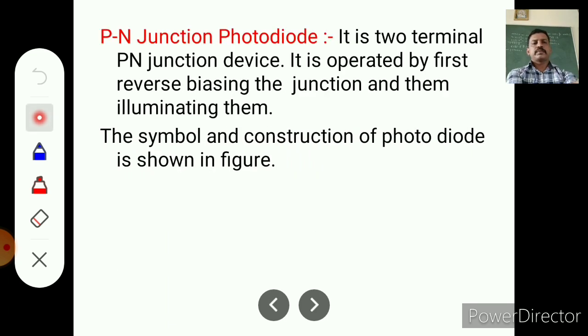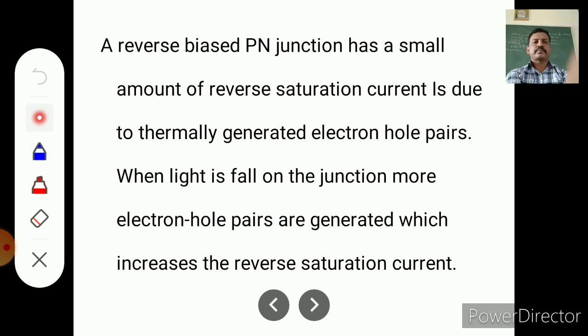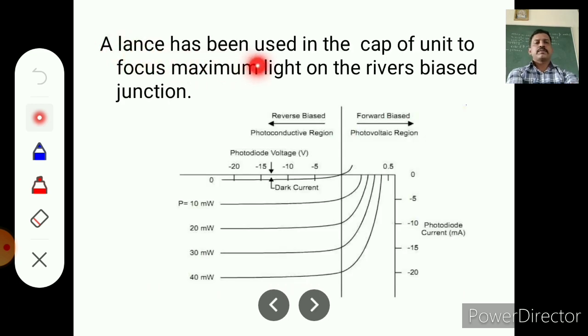Here the symbol is a simple PN junction diode, and on that PN junction diode the light is incident. So this is the symbol. A reverse biased PN junction diode has a small amount of reverse saturation current due to thermally generated electron hole pairs. When light falls on the junction, more electron hole pairs are generated, which increases the reverse saturation current. A lens is used to focus maximum light on the junction in the reverse bias condition.